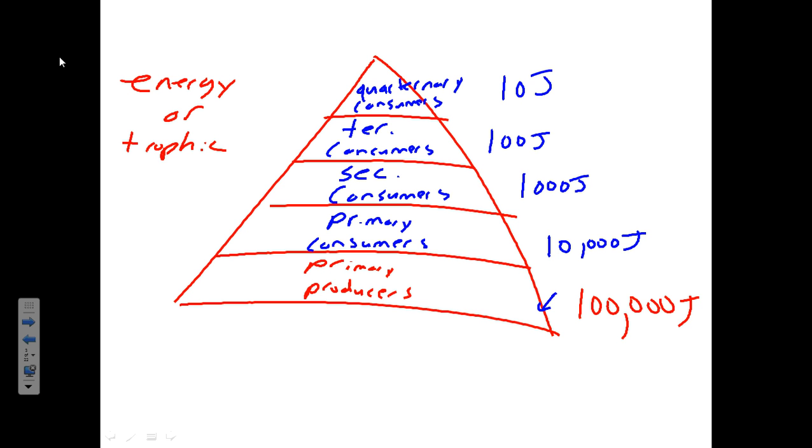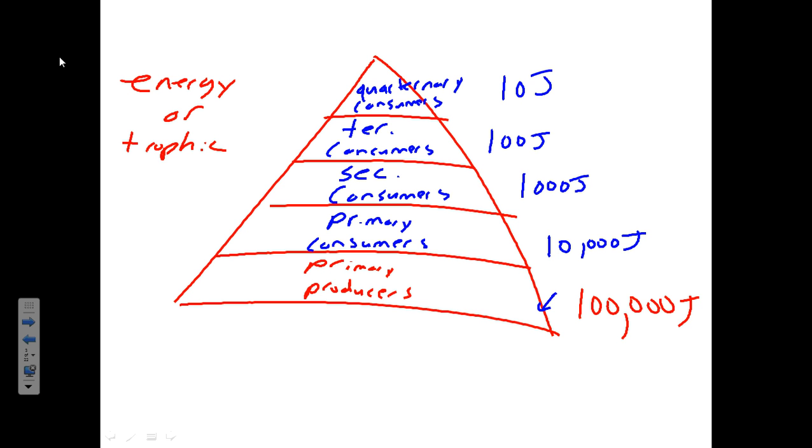Why doesn't it go much further than that? There wouldn't be enough energy, right? The reason the levels get smaller as you go up is there's less and less energy, and therefore there can be less and less things, right? There can be less and less organisms because there's not enough energy to sustain them.